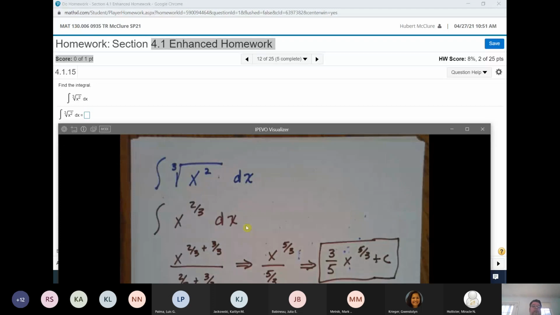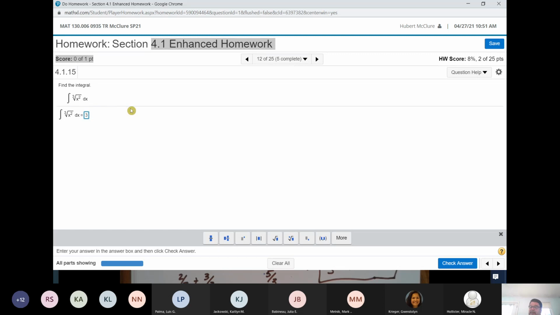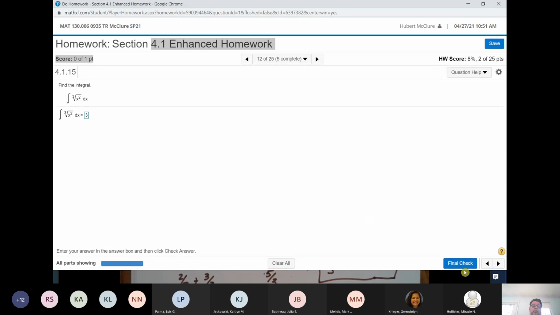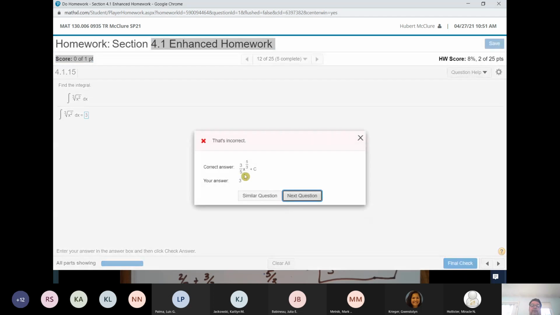Let's see. Now, I doubt very seriously they're ever going to ask you to turn it back into a radical, because radicals and calculus don't mix. So once you turn it into a radical, I don't think they're going to tell you to turn it back into a radical. So chances are I've got the answer. Three-fifths x to the 5/3. Yep.